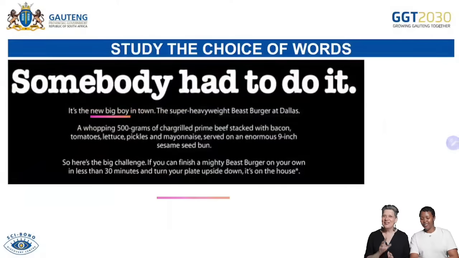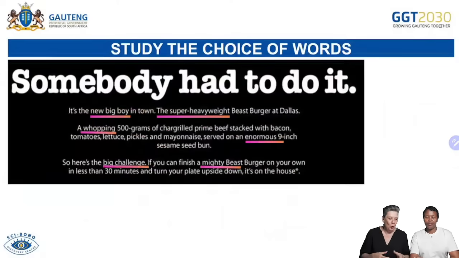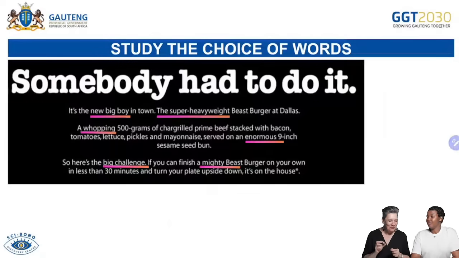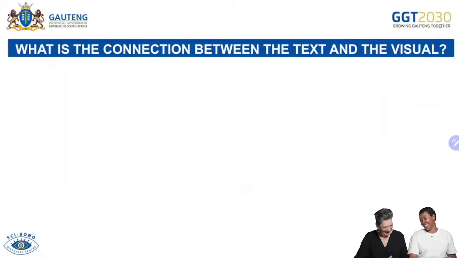Absolutely. But I wanted you to notice here, they use very specific words to show us how big this is. Not only did they use the word big, they use super heavyweight. They used a whopping, enormous, big challenge. So you have to pick up on all these little small things that they use just to get you ready. I can't imagine how big this burger is, but I think Mandisha and I will, after this session, go and find this. We definitely need to find it.